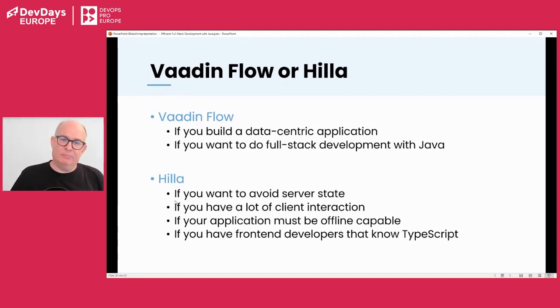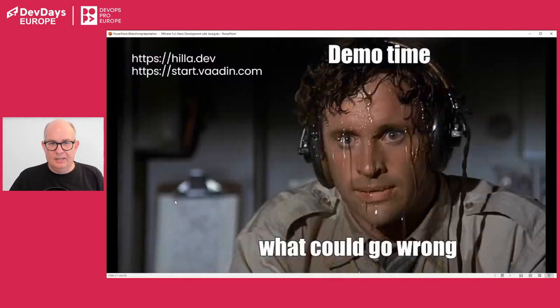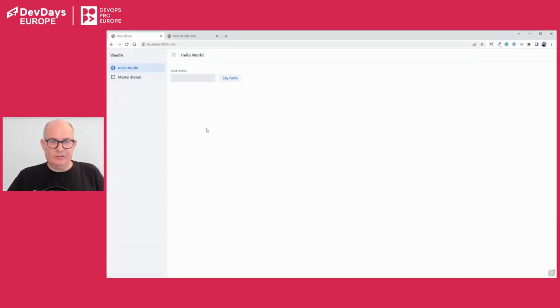If you have React developers, they will just be familiar with the way how to work with the front end. So now let's have a look at some application. Here we have Hello World. There are two versions, Vaadin Hello World and the Hilla Hello World. And you see they look the same.